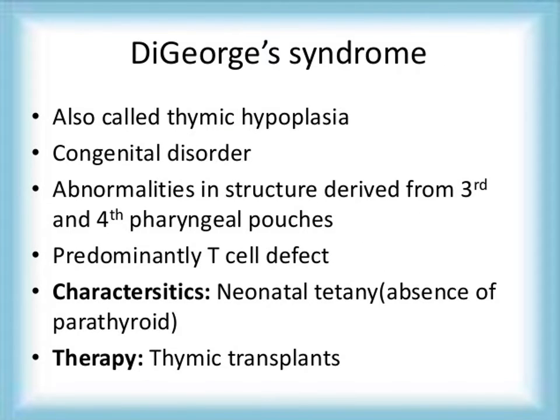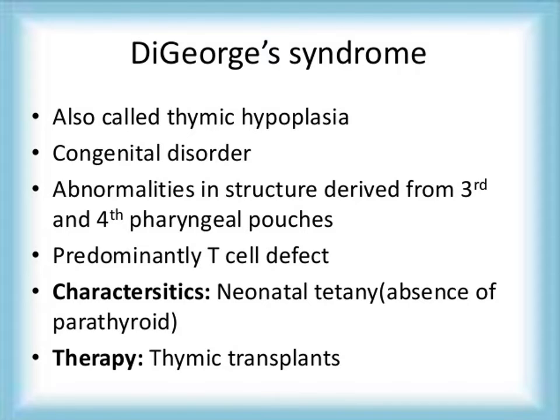DiGeorge syndrome. It's also called thymic hypoplasia. It's a congenital disorder and is characterized by abnormality in structures which are derived from third and fourth pharyngeal pouches. Characteristically, there is predominant T cell defect, cell-mediated immunity is defective, and B cells and immunoglobulin levels are normal in the body.